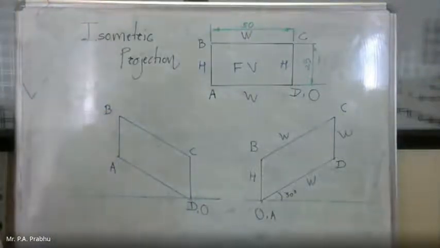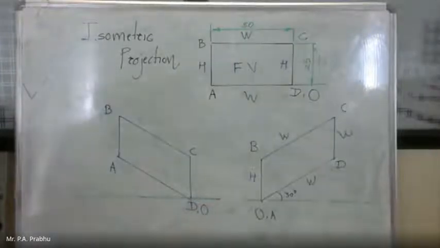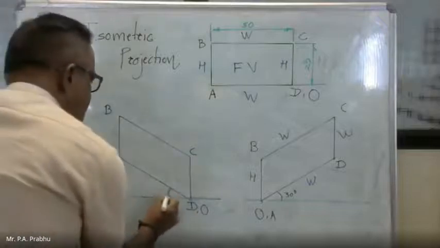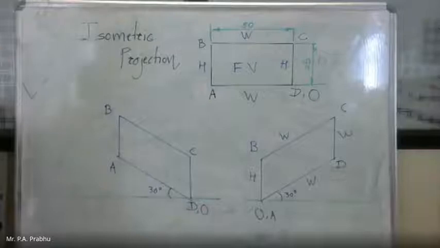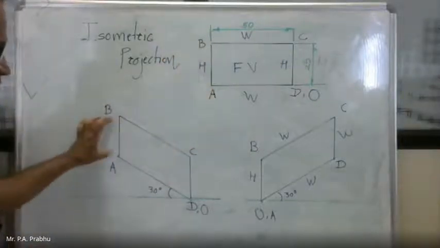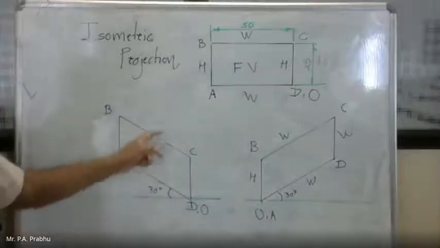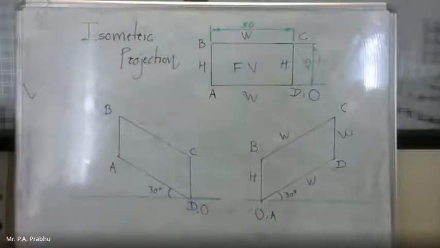Okay, same figure. But did you see what difference came because the origin changed? And this angle is 30. So the height dimension remains vertical, width will be inclined at 30. Understood? If you have any problem, please ask me.